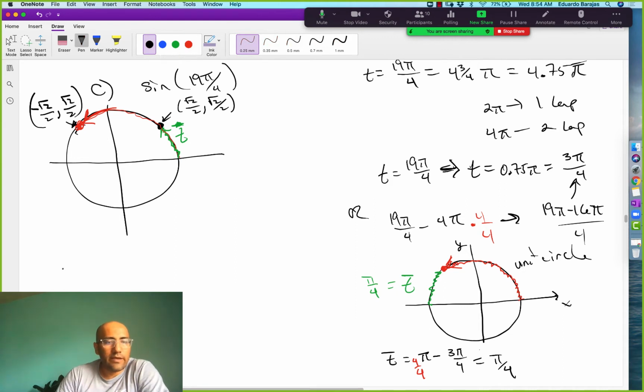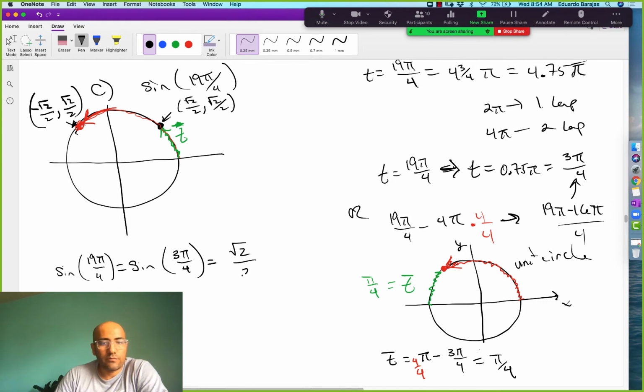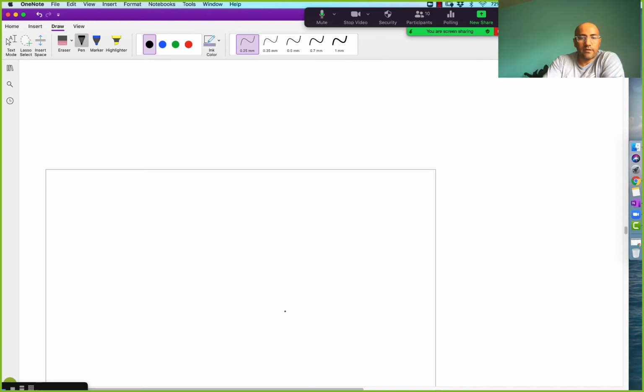All right, so let's piece it all together. We know that sine of 19 pi over 4 must be equivalent to sine of 3 pi over 4, because they're coterminal. And then this is equivalent to the y-coordinate of the terminal point, which is equal to root 2 over 2. Any questions about that? No? Maybe? Sort of? Kind of?